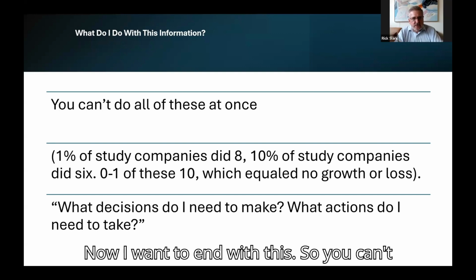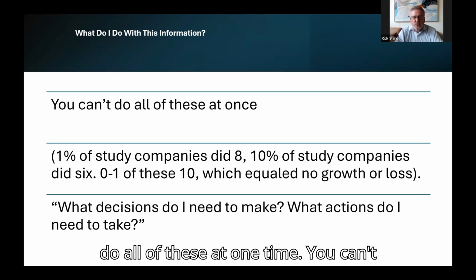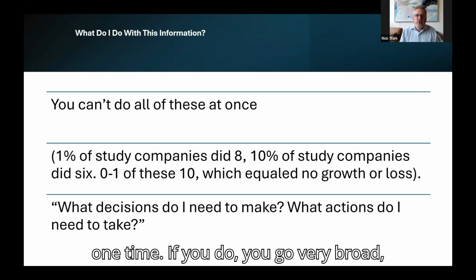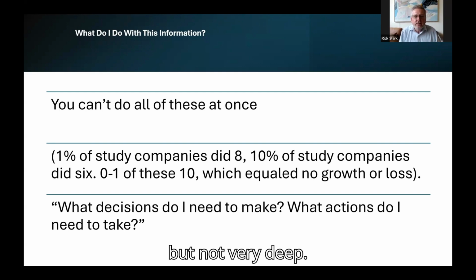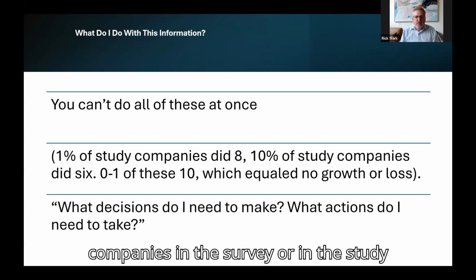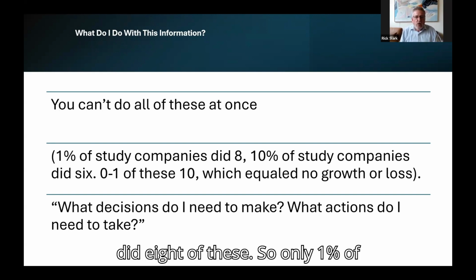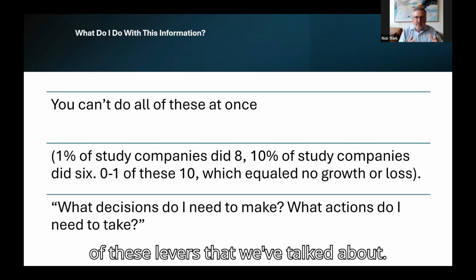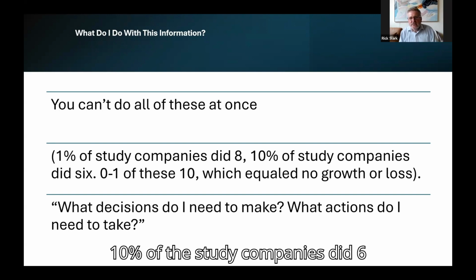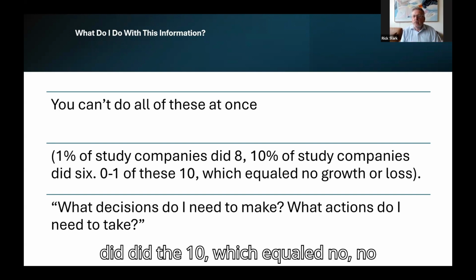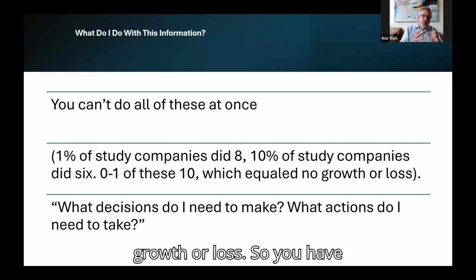Now, I want to end with this. So you can't do all of these at one time. You can't employ all of these 10 rules at one time. If you do, you go very broad but not very deep. Notice here that 1% of the study companies in the survey did 8 of these. So only 1% of the 3,000 businesses did 8 of these levers that we've talked about. 10% of the study companies did 6, and 0 to 1 of the 10 did the 10, which equaled no growth or loss. So you have to decide.